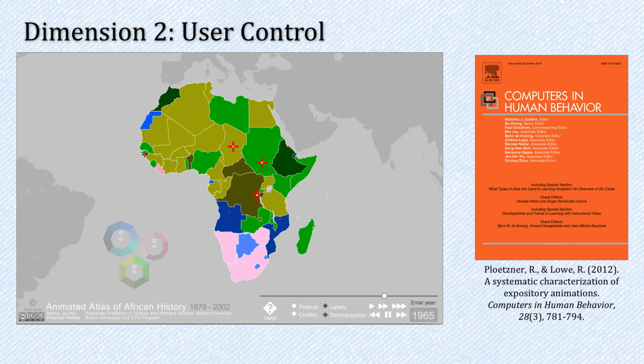So here's an example from an animation called the Animated Atlas of African History. And you can see down in the lower right-hand corner, there are lots of user controls. The learner can turn on and off labels. They can manually move the timeline. They can jump to specific dates and times. They can enter a year, or they can play the animation automatically at different speeds. So those are all examples of user control in animation.